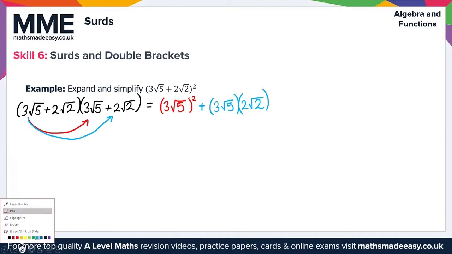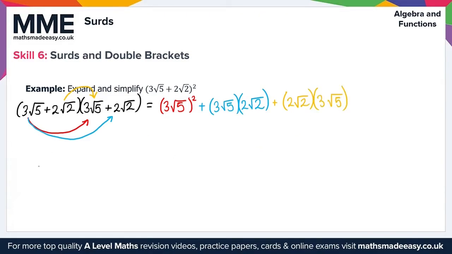And now we move on to the I in FOIL, which means the inside terms. So that's going to be 2 root 2 times 3 root 5. So again, it's just the same here as what we had. So that's going to be 2 root 2 times 3 root 5 there. Okay. And finally, we arrive at the L in FOIL, which means we multiply the last terms together. So that's going to be 2 root 2 and 2 root 2. So what I've got here is plus 2 root 2 squared. So now let's evaluate each one of these terms as we go along.